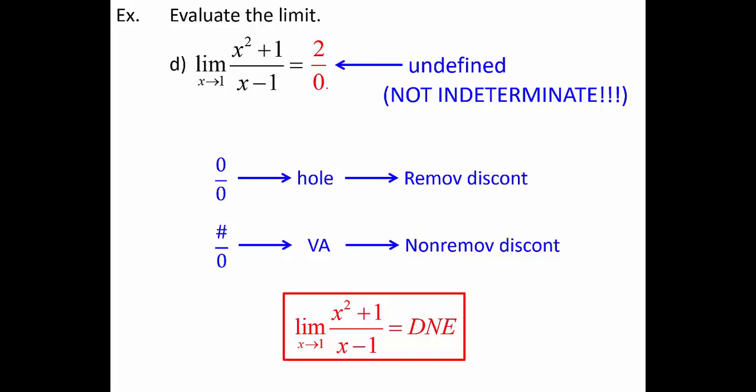Always start with direct substitution. If you get 0 over 0, great, it's indeterminate. Use your algebra technique to simplify it. But if you do not get 0 over 0, then you don't need to do anything extra. You're done. Whatever answer you just got, that is your final answer.